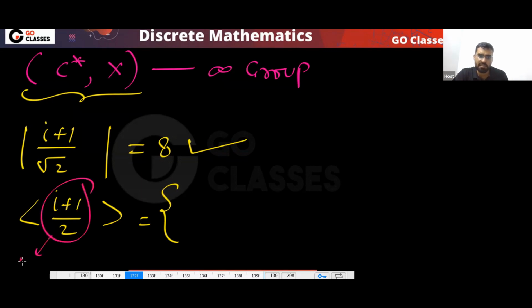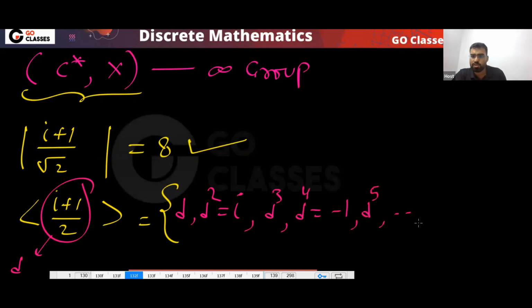Let me call it D. Then there will be D power 1, D power 2, and D power 2 is iota. There will be D power 3, D power 4, which is minus 1, D power 5 and so on. And finally, D power 8, that will be 1. Is this clear to everyone?